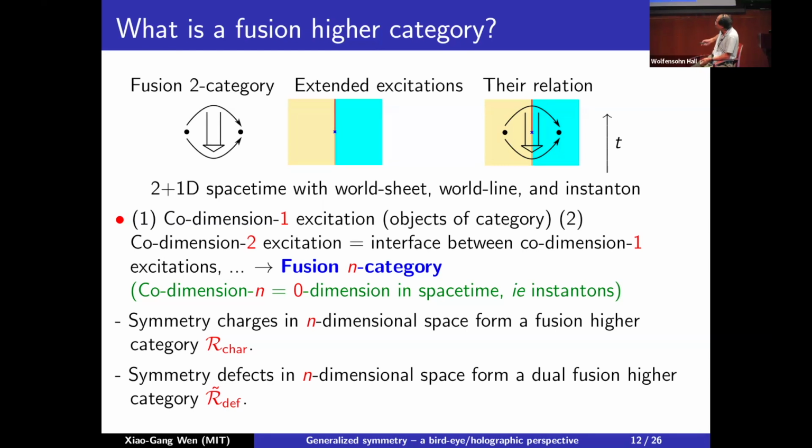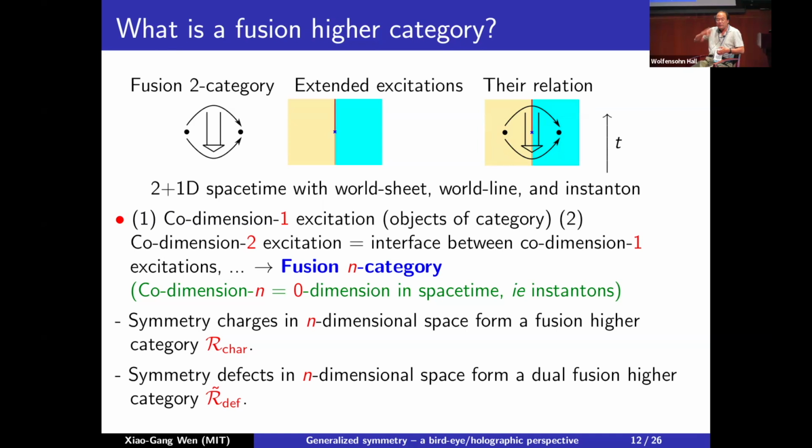Now, how does the fusion category relate to symmetry? In a symmetry, we have a symmetry charge. Especially in higher-form symmetry, the symmetry charge may be one-dimensional or two-dimensional. And so this symmetry charge of a symmetry would form a fusion n-category. Therefore, we have a fusion n-category describing symmetry charge.